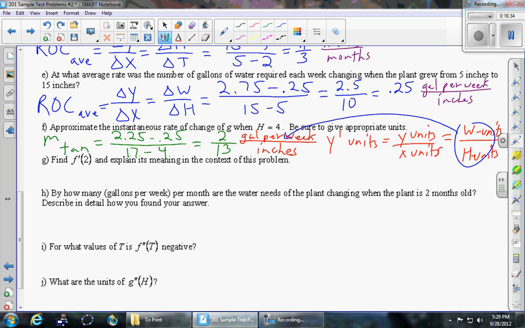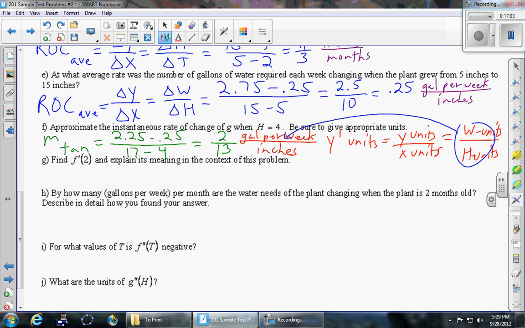So in this case, we could say something like at h equals 4, that is, if we have a plant that's 4 inches tall, then the rate at which it needs water is increasing at 2/13 of a gallon per week per inch. Only at that height, at 4 inches, the rate at which the plant needs more water as it grows is about 2/13 of a gallon per week per inch.